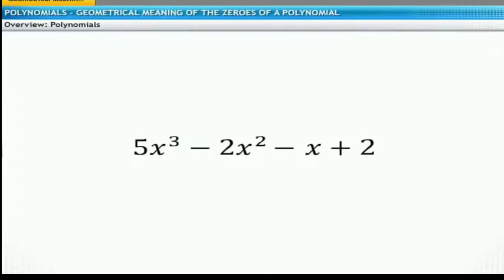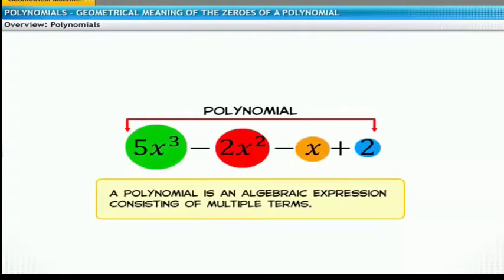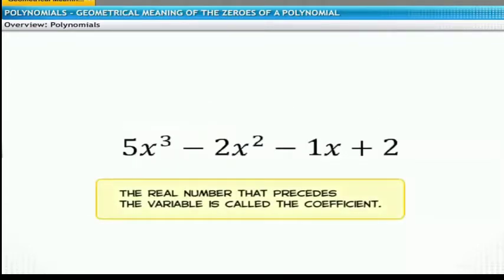So let's take an example, 5x cube minus 2x square minus x plus 2. We can see here it is a polynomial, and a polynomial is an algebraic expression consisting of multiple terms. Here we can see four terms are there, 5x cube, 2x square, x and 2. Okay, and here the maximum power is 3. The real number that precedes the variable is called the coefficient.